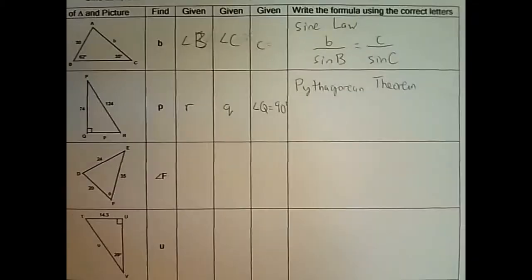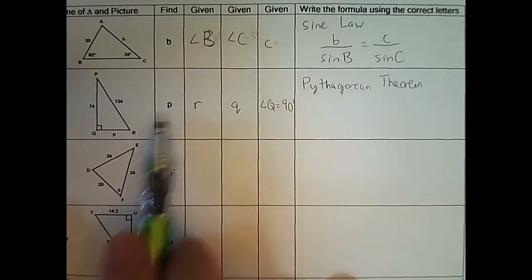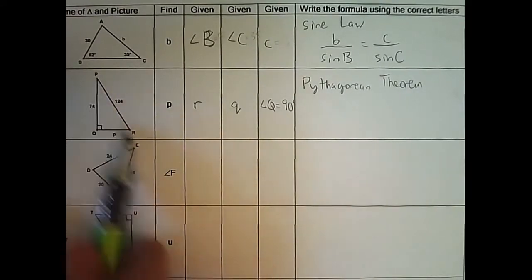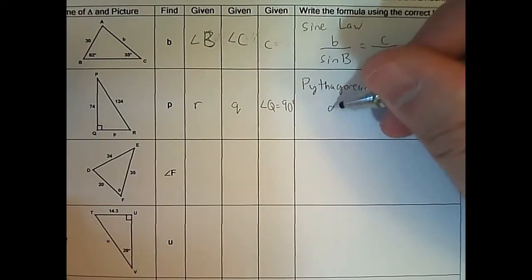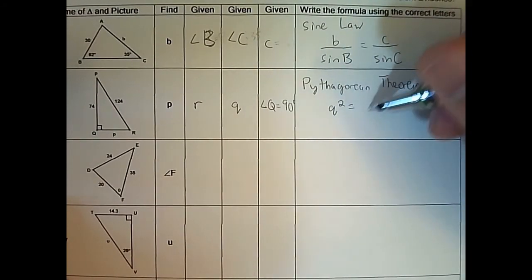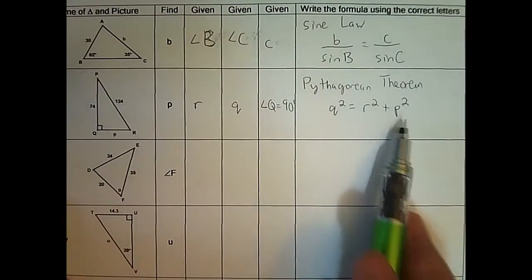And in this case, we want to solve for side P. Well, that's not the hypotenuse. The hypotenuse is actually side Q. So we can just write it out first. The hypotenuse squared is equal to r squared plus p squared. I want to solve for p.